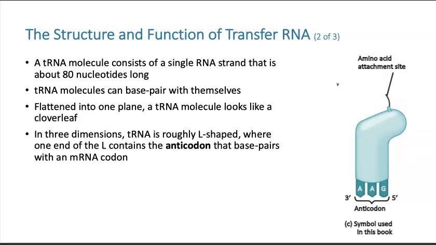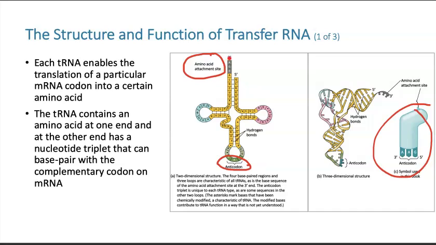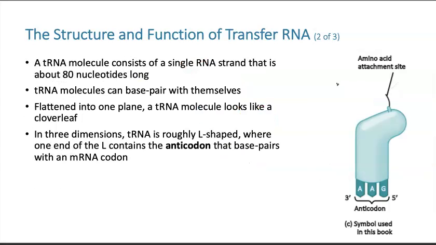tRNA is just a single strand of RNA. Again, going back here, you can see it's a single strand. It's just folded back on itself a little bit, but it's just one strand with a 5' end and a 3' end. And it is about 80 nucleotides long. It can pair with itself with hydrogen bonding.